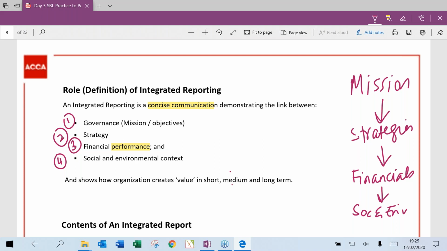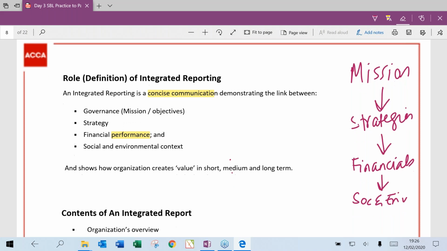Okay, so I think you guys will need to remember this. It is kind of a definition of integrated report, and it can also be covered as a role. What does an integrated report do? It communicates with all the stakeholders, and it shows them the link between these four things, and it shows how we create value in short, medium, and long term. So try and memorize if you are not able to digest this concept.